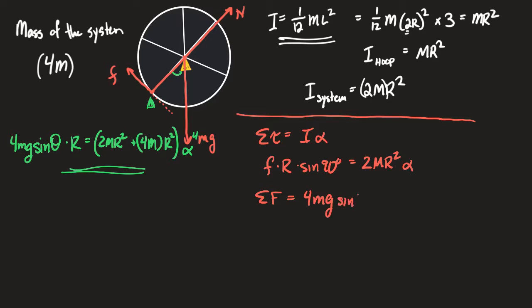And the net force on this system is 4mg sine theta down the ramp minus friction up the ramp equals 4ma. Now, if you actually want to get the answer from this, you're going to have to eliminate acceleration between these two. But only one of them has acceleration. The other one has angular acceleration. So you will have to make a substitution here.